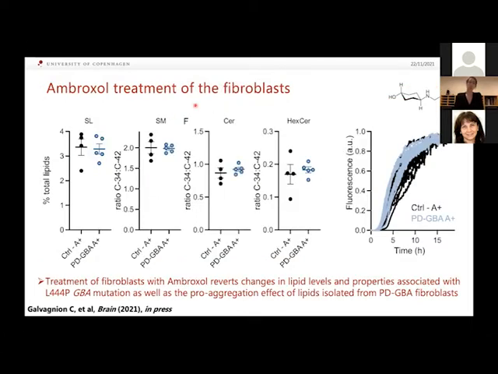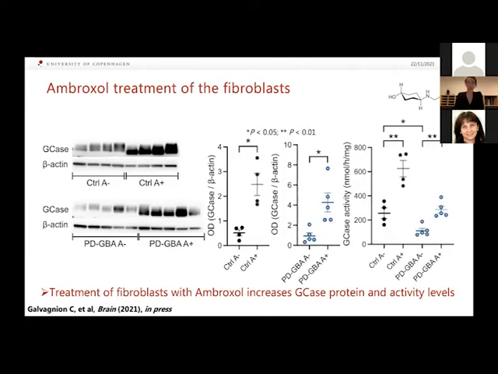So then one of the reviewers actually asked us to prove that this change in lipid profile was actually due to a change in GCS activity. So what we did is that we treated the fibroblasts with this small molecule ambroxol, which is known to increase the level of GCase and its activity in different models. This is mainly the work from Tony Shapira.